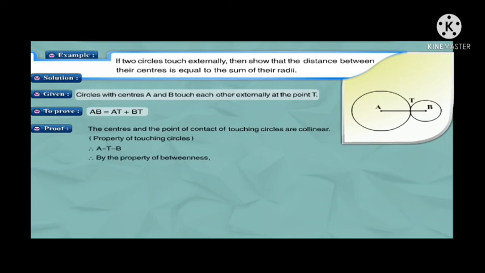Proof. The center and the point of contact of touching circles are collinear according to the property of touching circles. Okay, now we'll see further. We have to prove that they lie on the same line. So therefore, A-T-B. By the property of betweenness, we get AB is equal to AT plus TB. That is, AB is equal to AT plus BT.